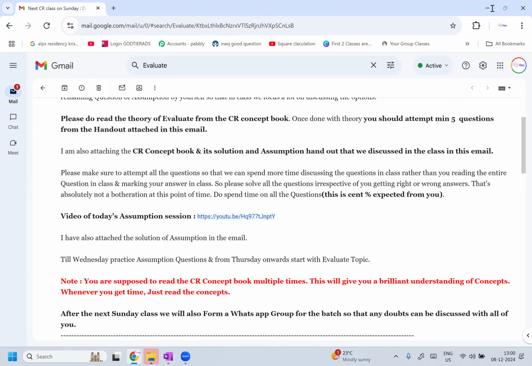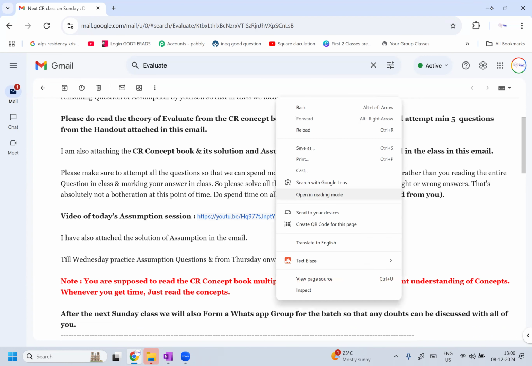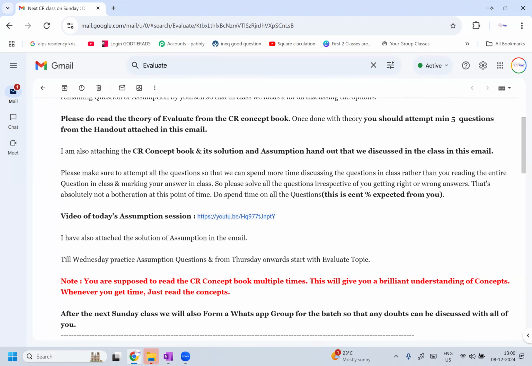Now see, it is written: please make sure to attempt all the questions so that you spend more time discussing questions in the class rather than reading them. So please solve all the questions irrespective of whether you get them right or wrong. That's absolutely not a botheration at this point of time. Do spend a lot of time.